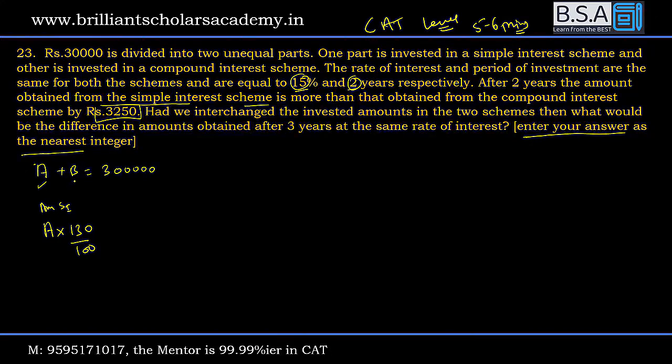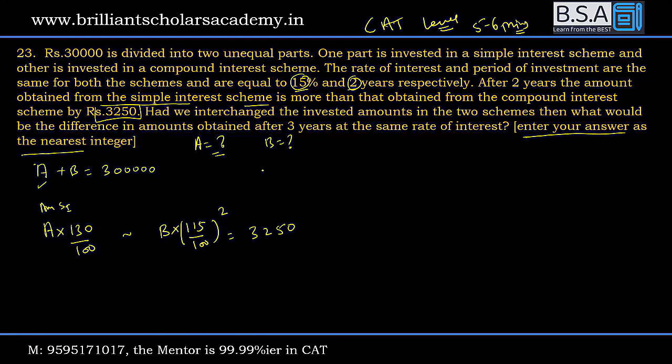नाउ बी इज कंपाउंड इंटरेस्ट. कितना? 15%. हाउ मेनी ईयर्स? 2. सो बी मल्टीप्लाइड बाय 115/100 स्क्वायर. ये दोनों को माइनस करके आई हैव 3250. अब जब ये इक्वेशन सॉल्व होंगे देन यू विल हैव योर आंसर. इक्वेशन 1 और 2 सॉल्व होंगे देन यू विल नो हाउ मच इज ए, हाउ मच इज बी.